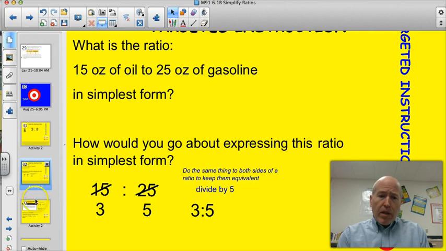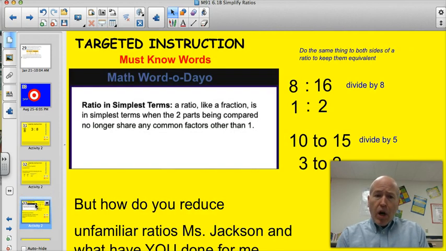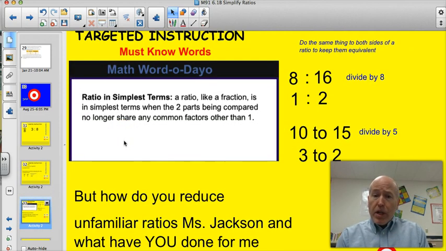All right, let's take a look at our word of the day. So ratio in simplest terms then is that ratio where both sides of the ratio only share the common factor of 1. That will be in simplest form. So if you take a look at these two examples up here, we have 8 to 16. If I divide both of these by the greatest common factor of 8, I can get that ratio down into a 1 to 2 ratio. Okay? 1 cup of sugar to 2 cups of flour, for example. Total of 3 parts, remember?